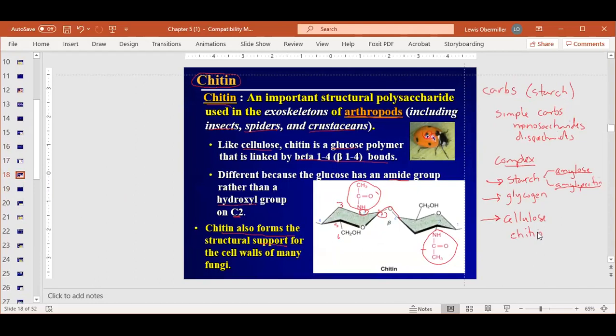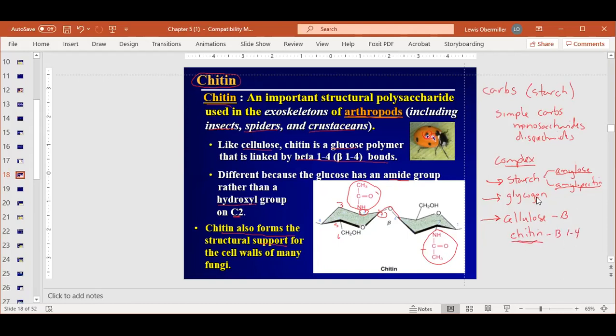So this is straight. Cellulose is straight chain. And then what are the bonds in there? Alpha 1,4, alpha 1,6, beta 1,4. Good. So these are beta. Chitin, same thing, right? It's beta 1,4, and it's also straight chains.